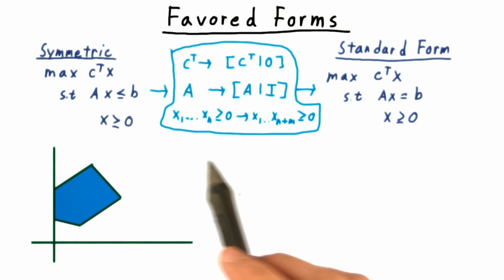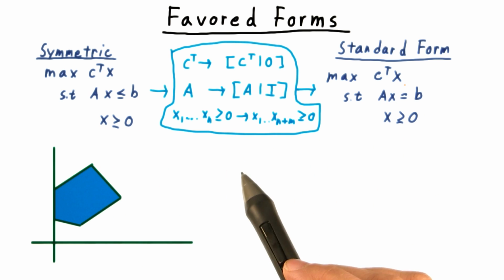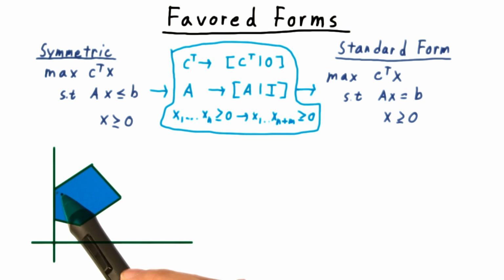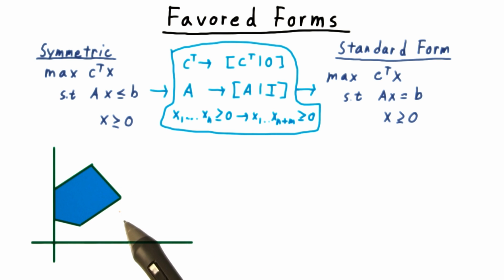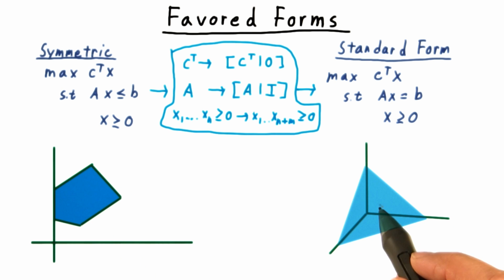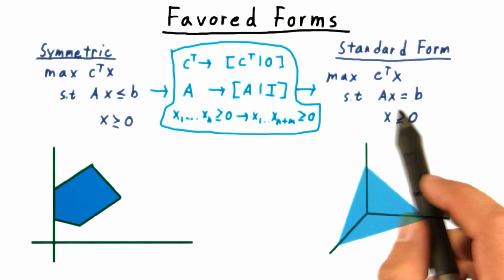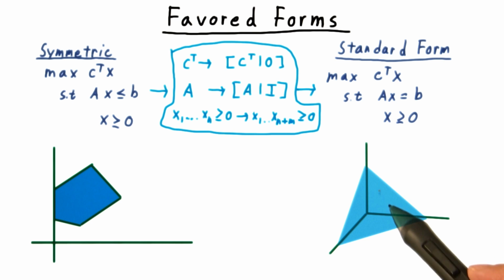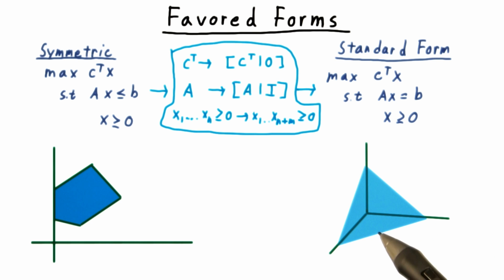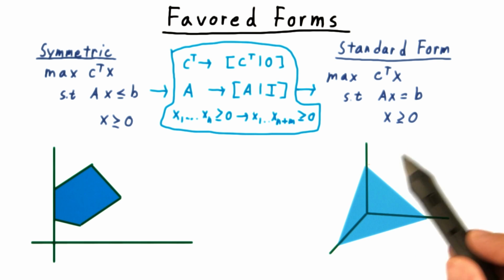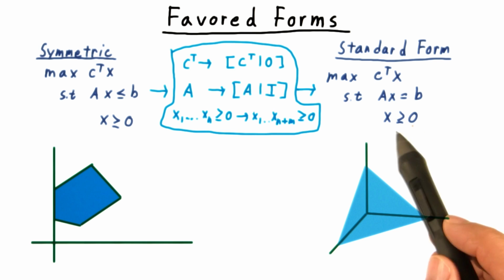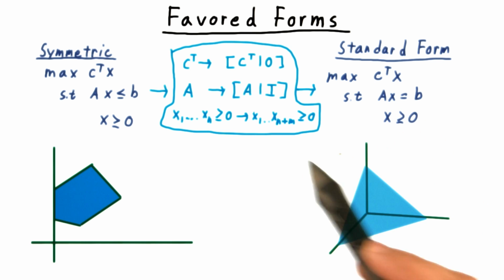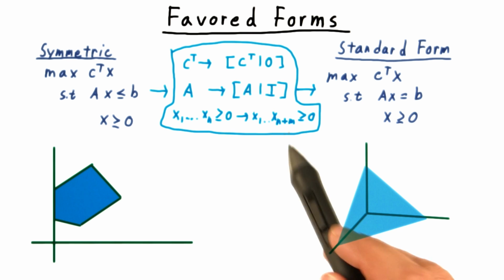It's interesting to think about the differences between these two forms geometrically as well. In the symmetric case, we're optimizing over a polytope in n dimensions. In the standard form, however, these equality constraints here define something called a flat, which is rather like a subspace, only it's away from the origin. And then we're intersecting that with the cone defined by the positive coordinate axes. And of course, we're in a higher dimension.